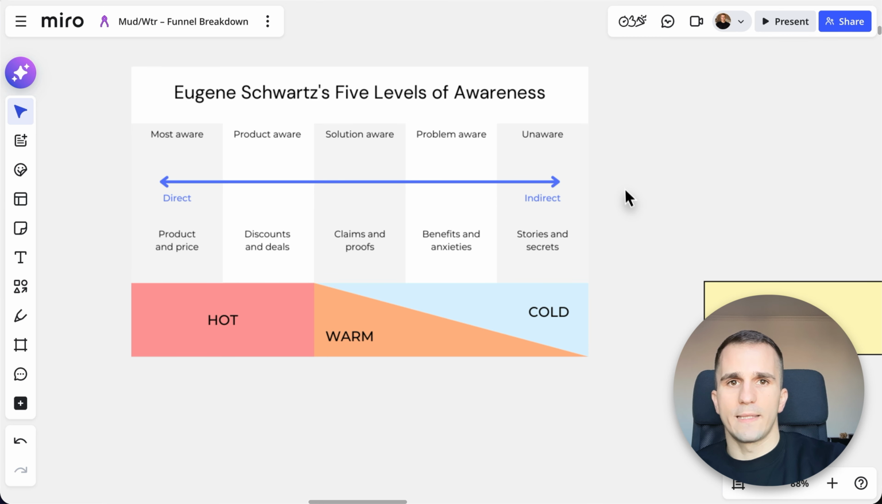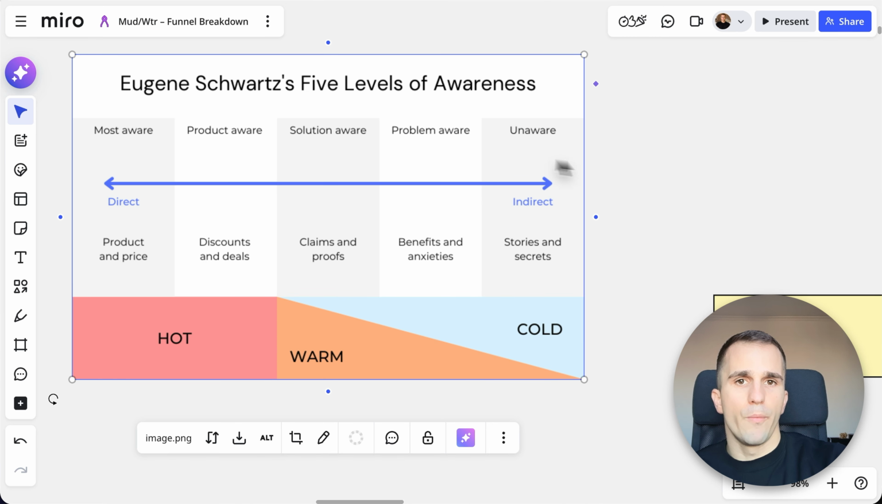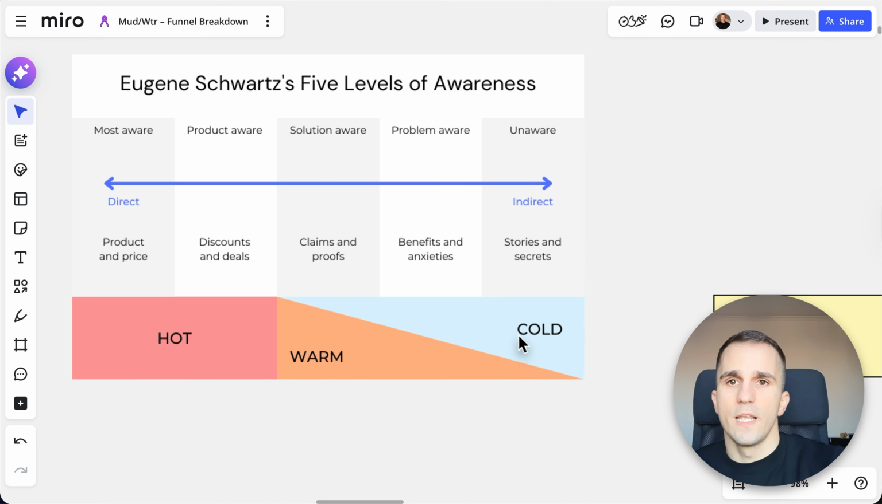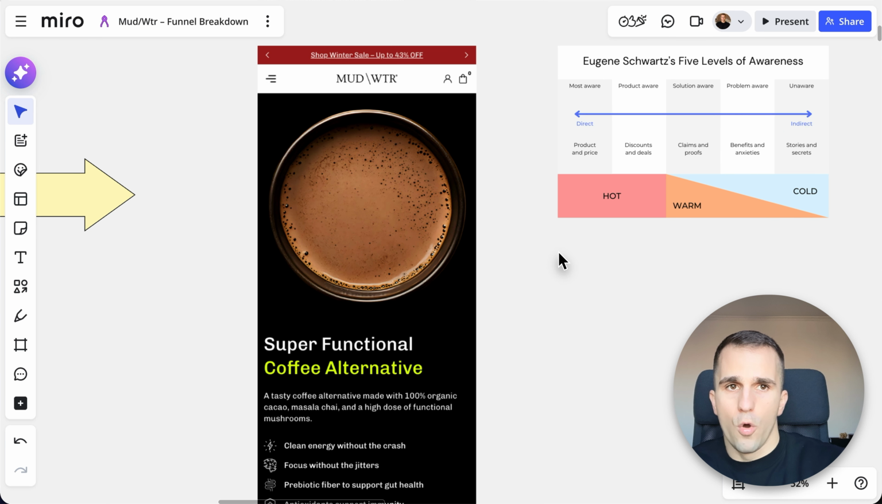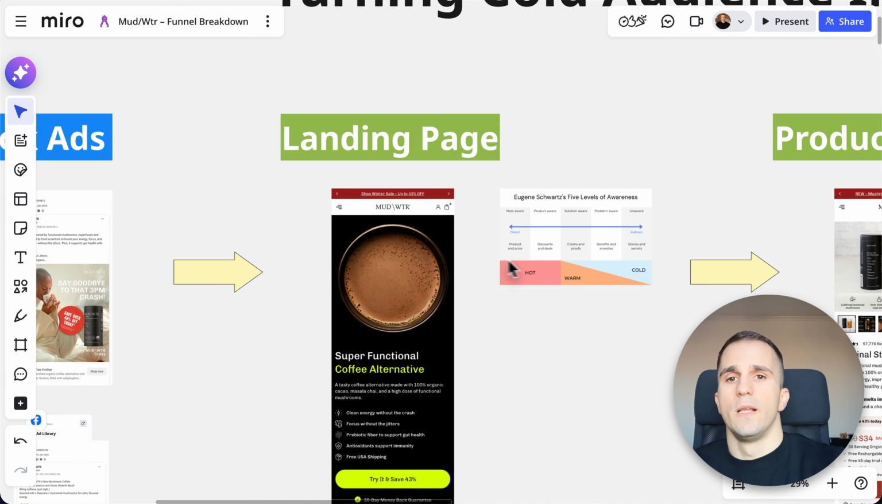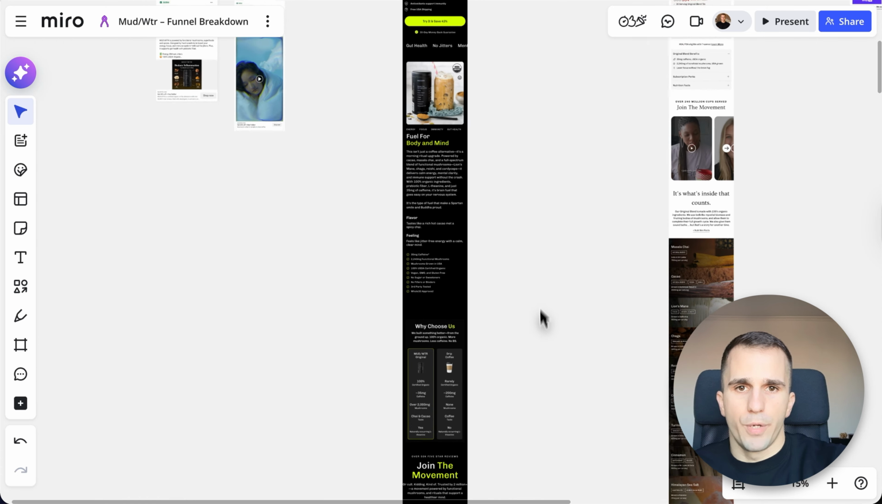So if you want to get this unaware and problem aware, which is more of the cold audience, you need to get their attention with that broader message. And then on your landing page, you need to educate them a little bit about the problem or about the solution that you're selling. So on this landing page, this is a pretty long landing page.